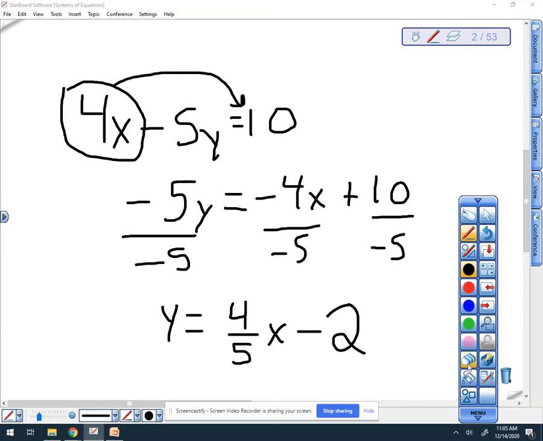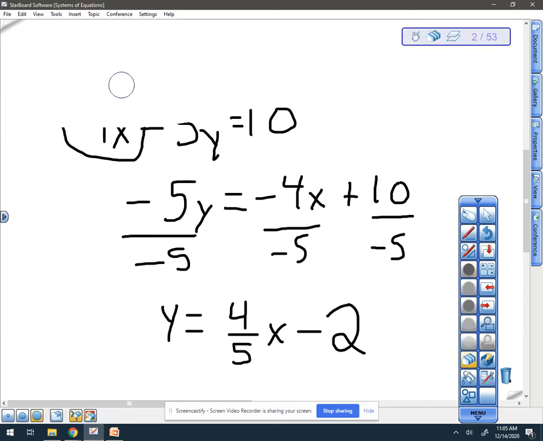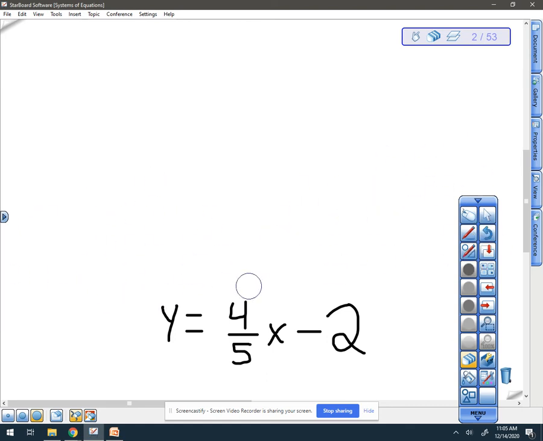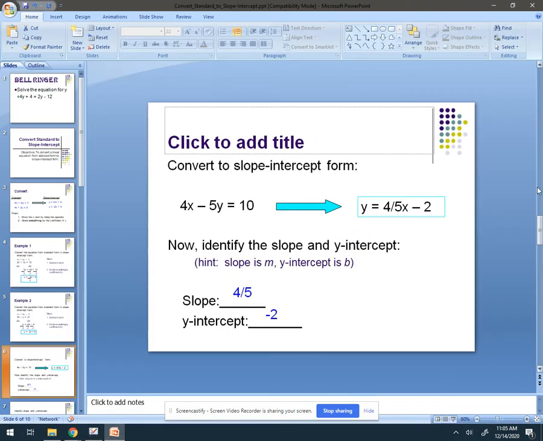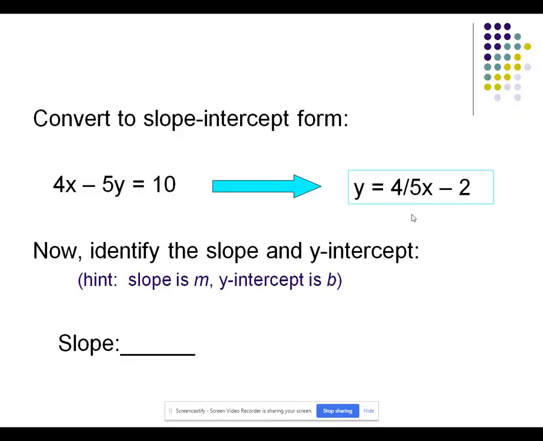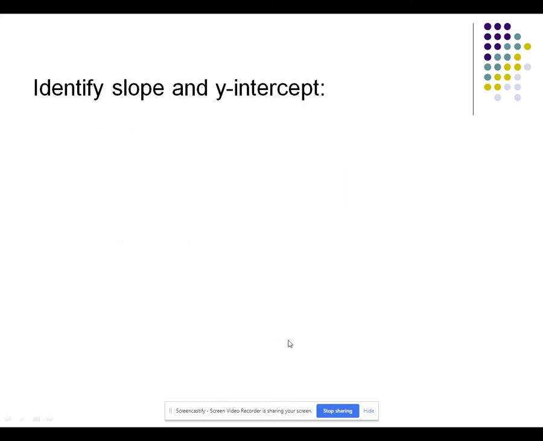So there's our equation. And then the next thing we're going to have to do is be able to graph that here in a couple days. So we've already gone over how to graph those. You would look at it and you would say, all right, well, the slope, what's in front of the x? 4/5. What's the y-intercept? What's the number in the back by itself? Minus 2, and then you could graph it. All right, so that's a review of something we've done before.